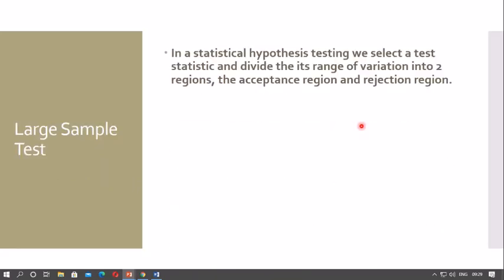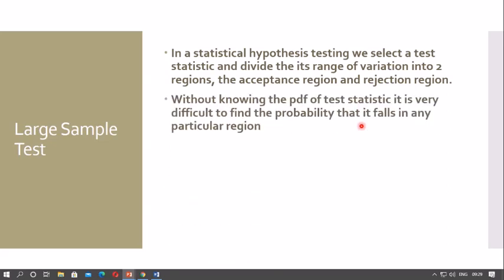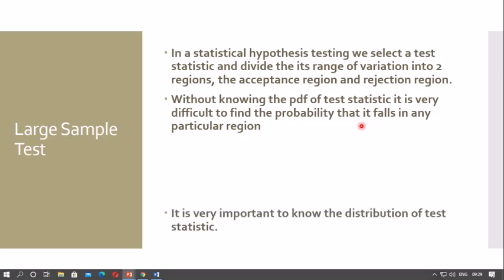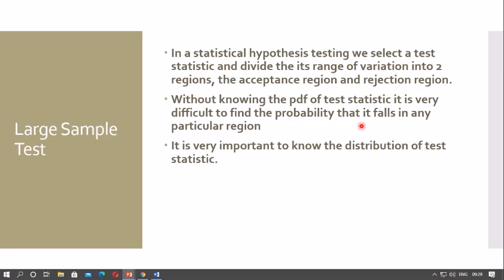Now in statistical hypothesis testing, we select a test statistic and we divide its range of variation into two regions, the acceptance and the rejection region. Without knowing the PDF or the probability distribution function of a test statistic, it is very difficult to find the probability of where it falls in a particular region. So it is very important to know the distribution of a test statistic.